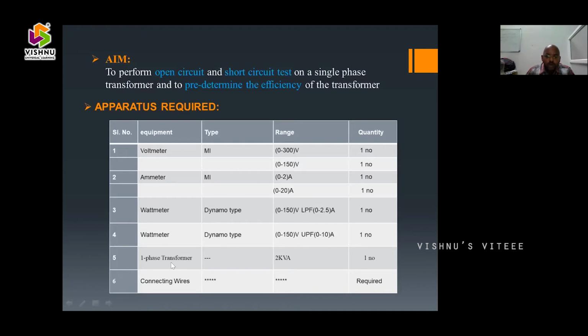And the main component for conducting this test is a single phase transformer. The rating is a 2 kVA transformer, and the tapping points of the 2 kVA transformer are 0 to 230 volts and 0 to 115 volts.